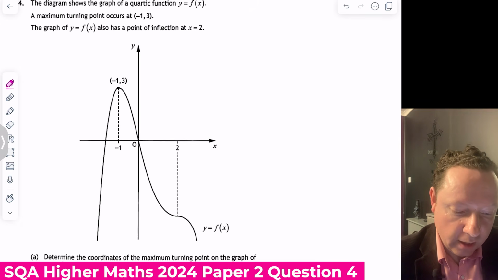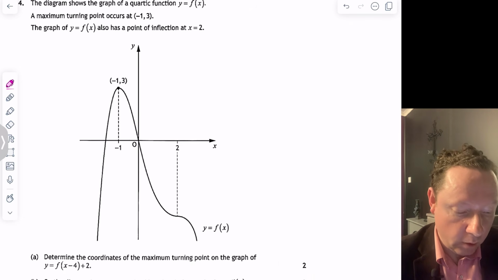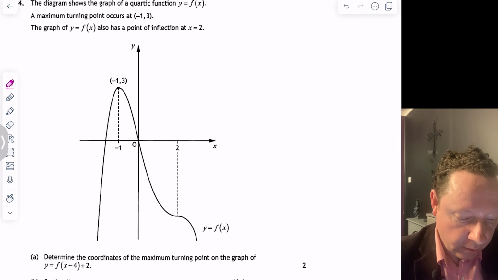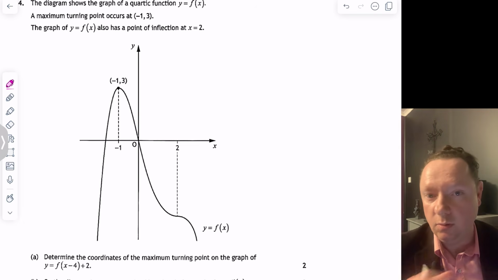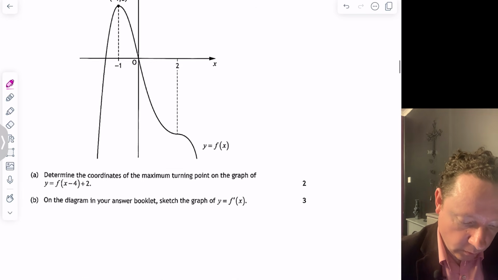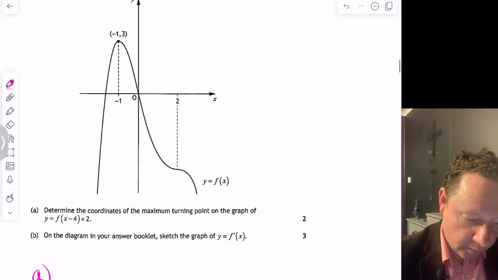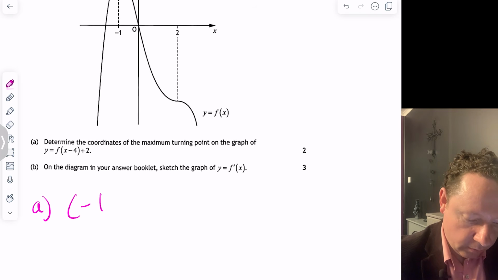The diagram shows the graph of a quartic function. Wow. The maximum turning point occurs at -1, 3. The graph of y equals f of x has a point of inflection at x equals 2. And always a turning point that doesn't turn, keeps going down. Determine the coordinates of the maximum turning point of the graph of y equals f of x minus 4 plus 2. Well, the turning point to start with is -1, 3. So we're starting with -1, 3.